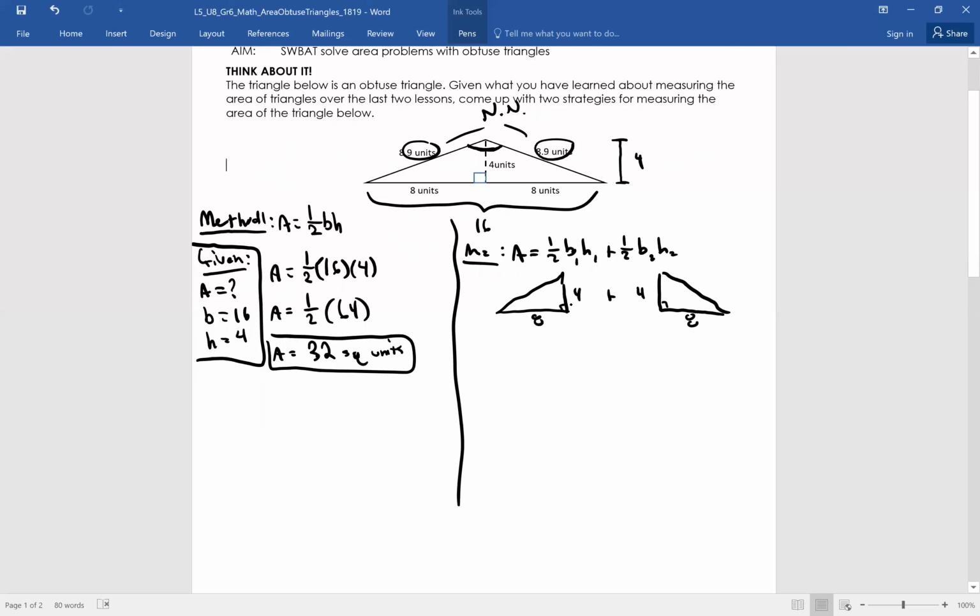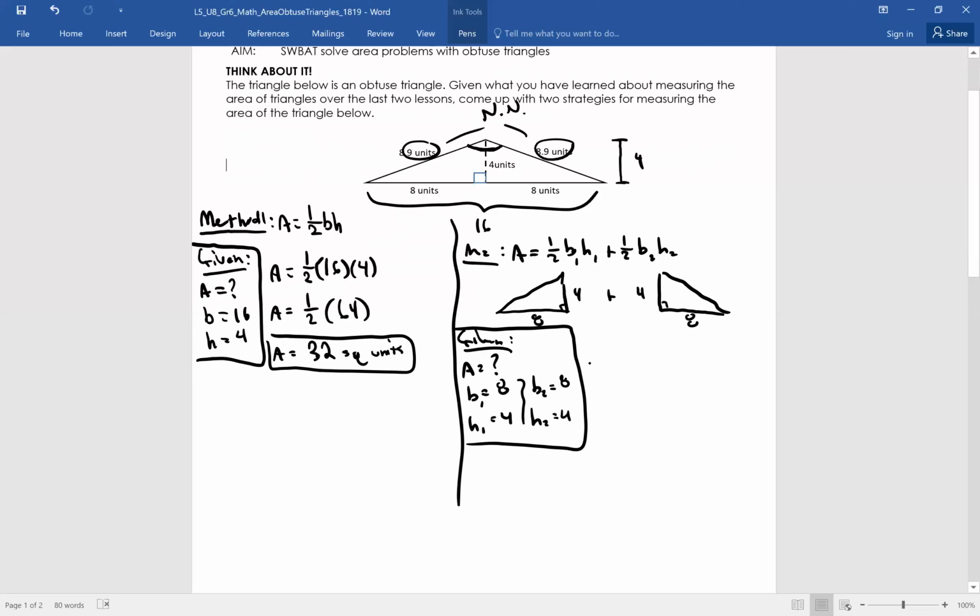So now let's go ahead and figure out what's given. Always indicate what's given, guys, always. The area is what's needed. The base, or B1, is 8. The height, or H1, is 4. B2 is also 8, and H2 is also 4. So now I just have to do my substitution.